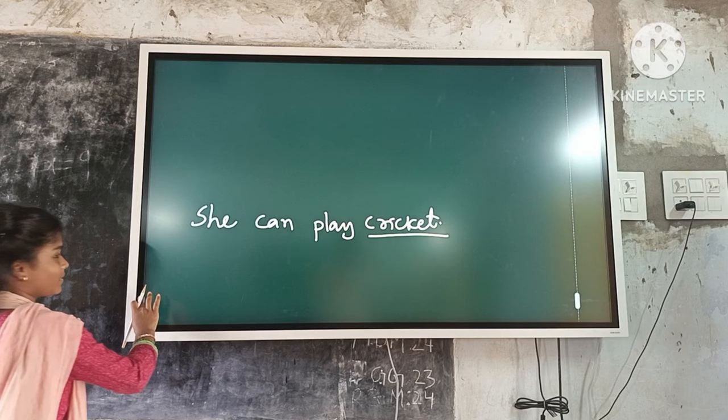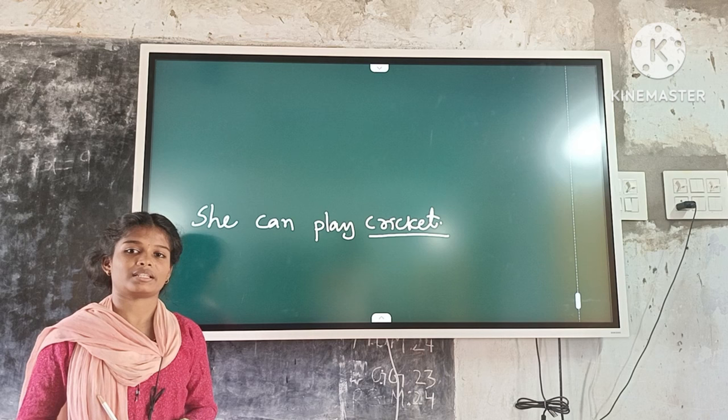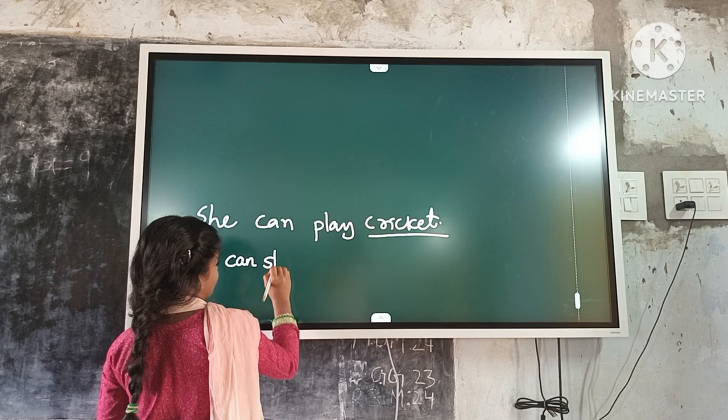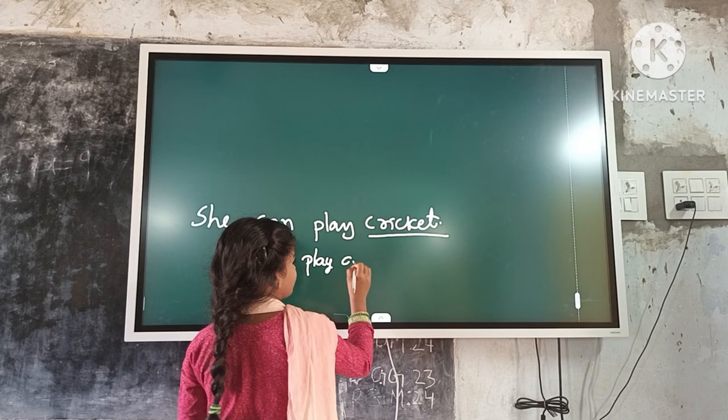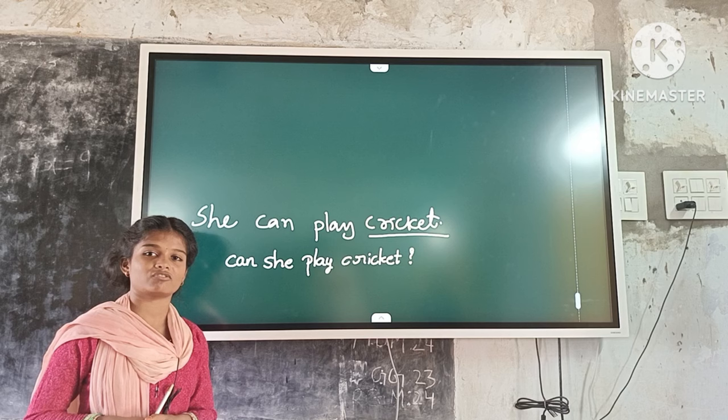Now, third example. She can play cricket. Here, the underlined part is other than the subject. So, first we make a yes or no question. The yes or no question is: can she play cricket?